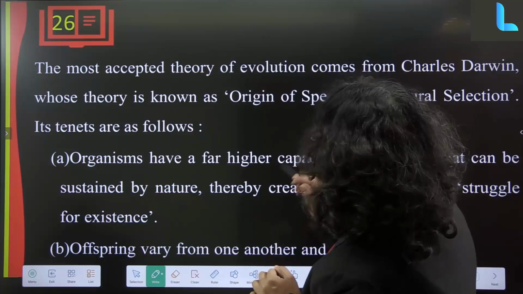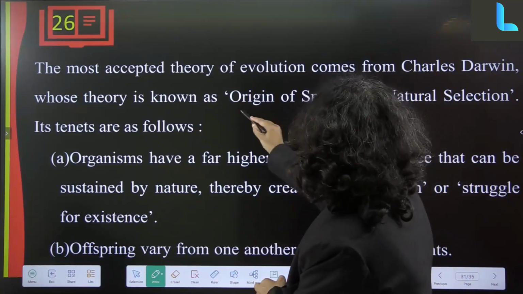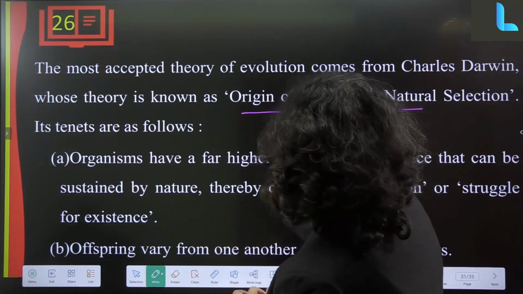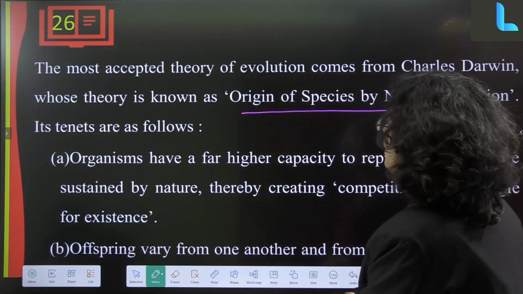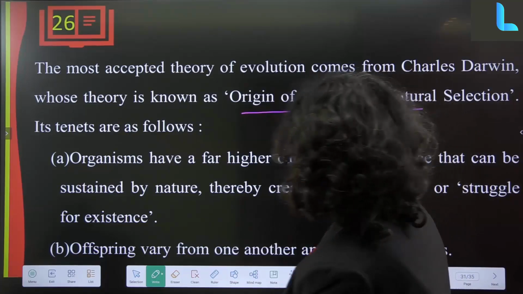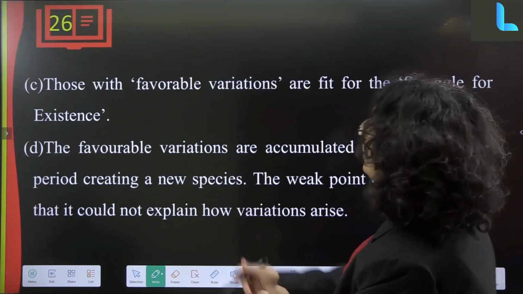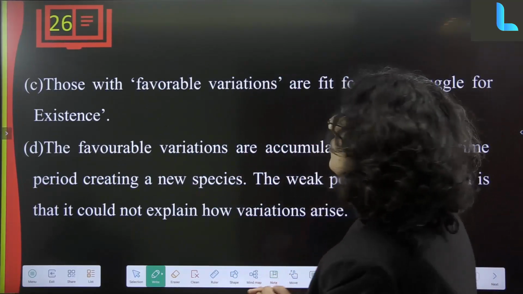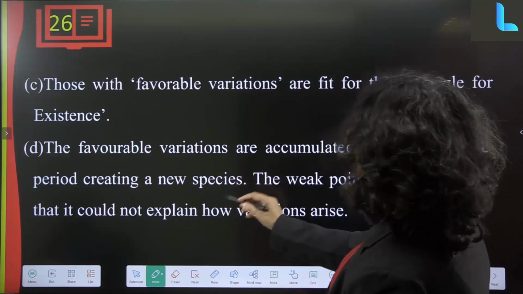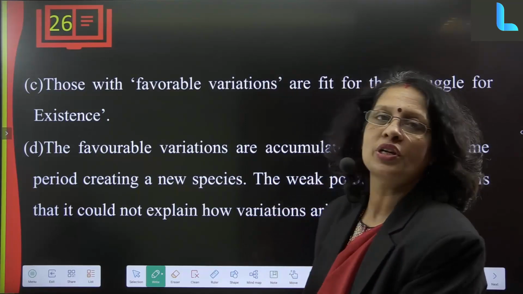Similarly, the most accepted theory of evolution comes from Charles Darwin, whose theory is known as origin of species by natural selection. Its tenets are as follows: organisms have a far higher capacity to reproduce than can be sustained by nature, thereby creating competition or struggle for existence. Offspring vary from one another and from the parents. Those with favorable variations are fit for the struggle for existence, and the favorable variations are accumulated over a long time period, creating a new species. The weak point of Darwinism is that it could not explain how variation arises.